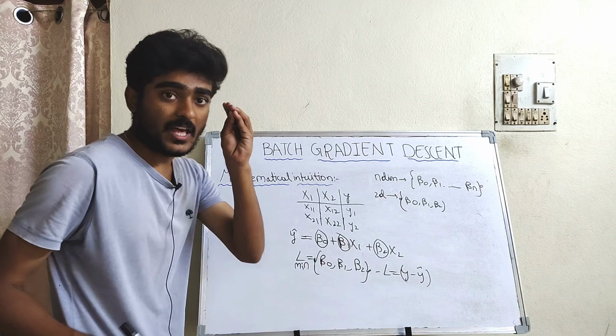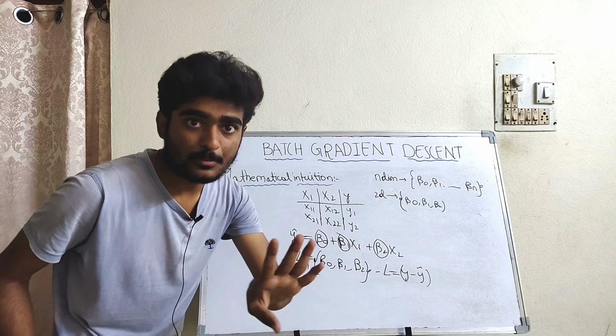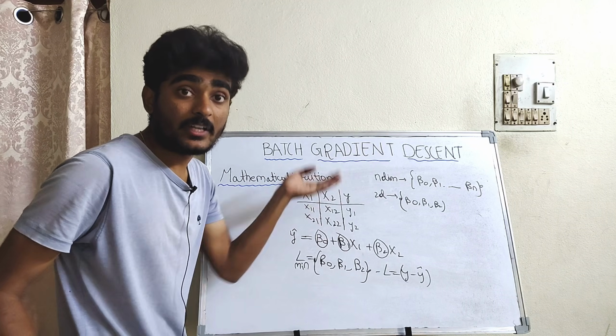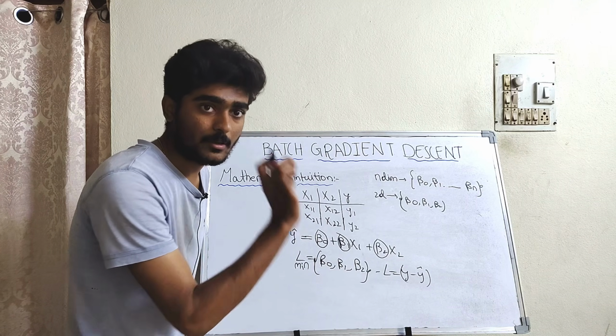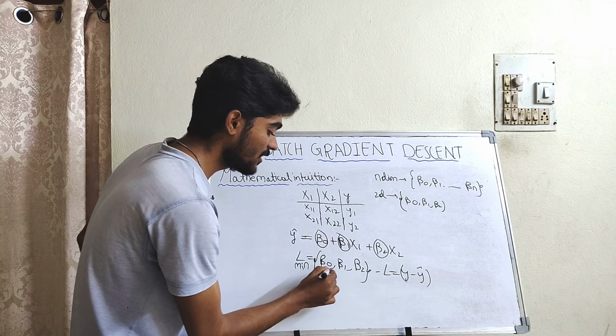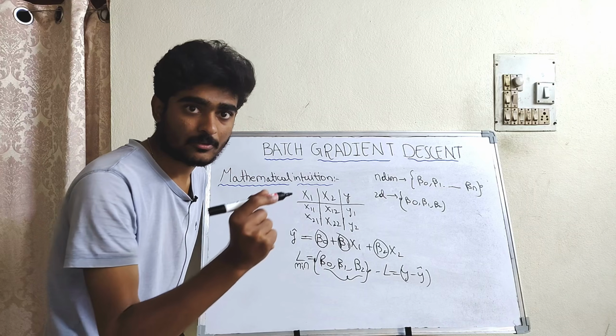To get the loss as minimum, the only option you have in this dataset or in any dataset is to tune the weights and bias parameters. Now you tune these three values to get the minimum loss.